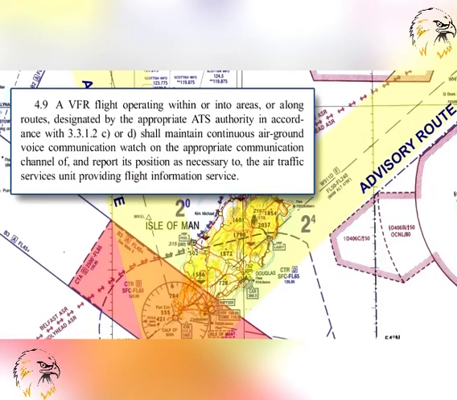A VFR flight operating along advisory routes or across international borders or along other routes designated by the appropriate Air Traffic Services Authority must also maintain a continuous air-ground voice communication watch on the appropriate communication channel and report its position as necessary.